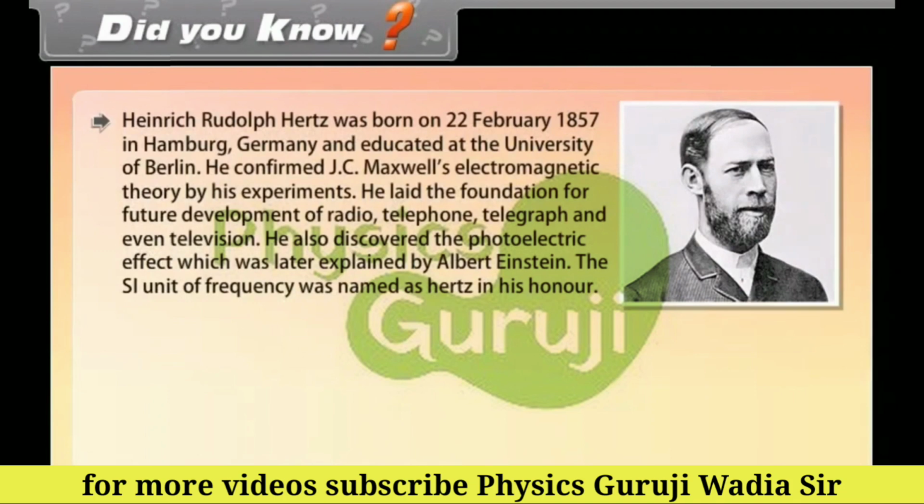Did you know? Heinrich Rudolf Hertz was born on 22nd February 1857 in Hamburg, Germany, and educated at the University of Berlin. He confirmed J.C. Maxwell's electromagnetic theory by his experiments. He laid the foundation for future development of radio, telephone, telegraph, and even television. He also discovered the photoelectric effect, which was later explained by Albert Einstein. The SI unit of frequency was named Hertz in his honor.